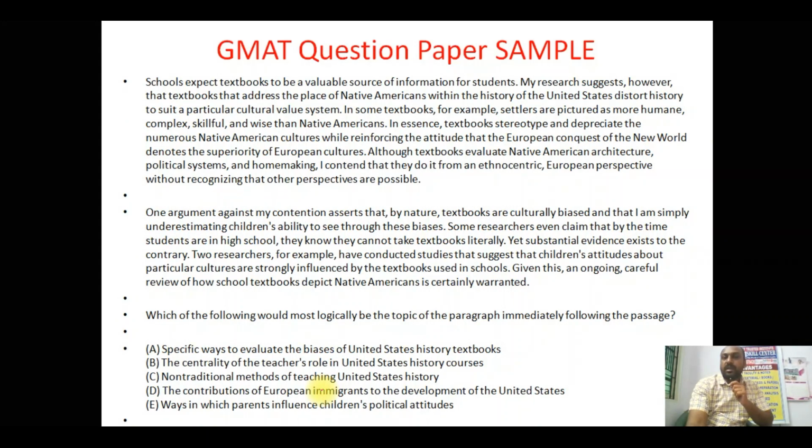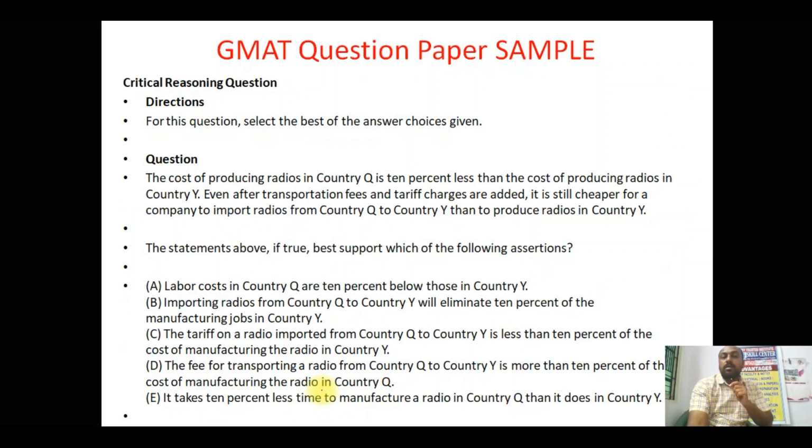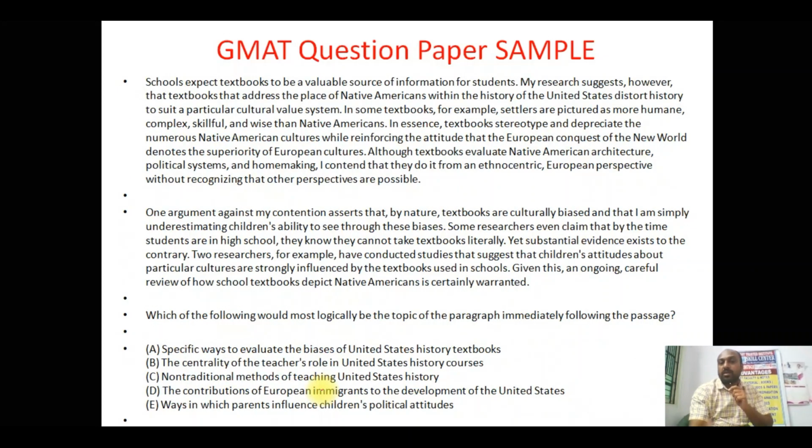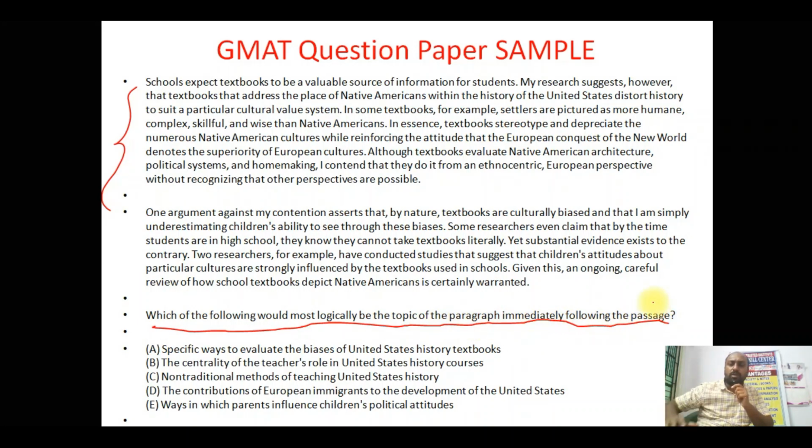So there is some sample for these GMAT question papers, verbal ability, critical reasoning. So this is a reading comprehension sample. Some sample question of reading comprehension in English, verbal reasoning, right? So there is a big comprehension they have given, and they have asked this question: which of the following would logically be the topic of the paragraph immediately following the passage? That's why you should connect to the topic.